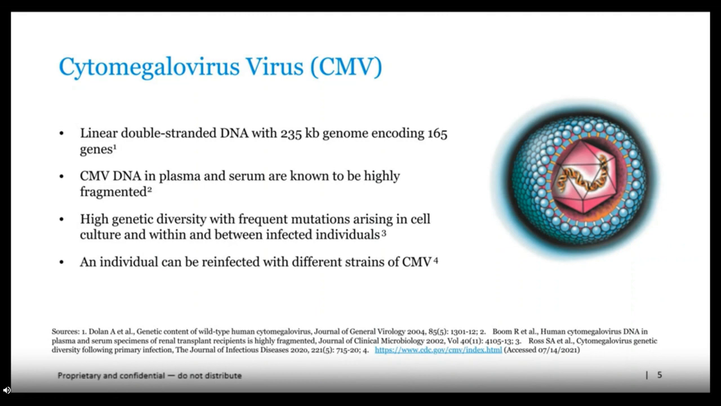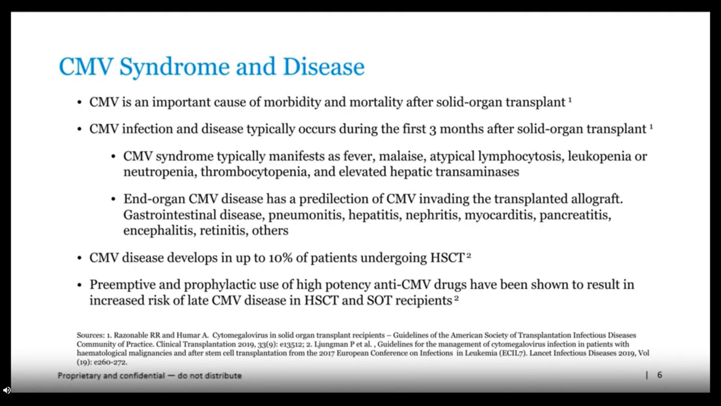Individuals can be reinfected as a result of this genetic diversity. Individuals can be reinfected with different strains of CMV. CMV syndrome and disease. It's an important cause of morbidity and mortality in solid organ transplant recipients. The infection and disease typically occurs during the first 3 months after solid organ transplant. Its most common presentation is the so-called CMV syndrome, which typically manifests as fever, malaise, atypical lymphocytosis, leukopenia or neutropenia, thrombocytopenia, and elevated hepatic transaminases.